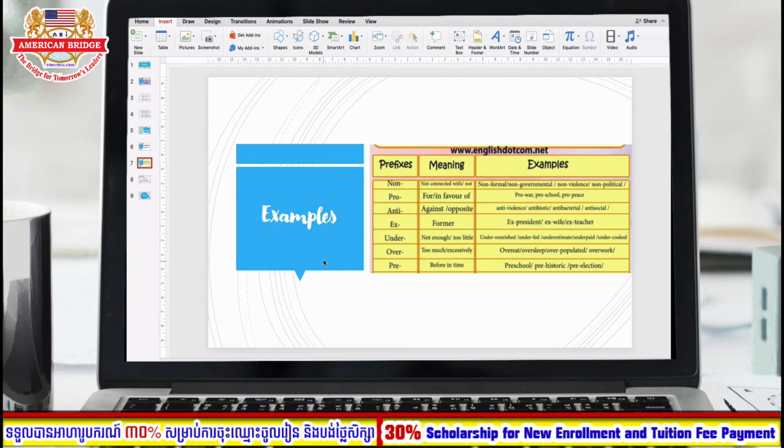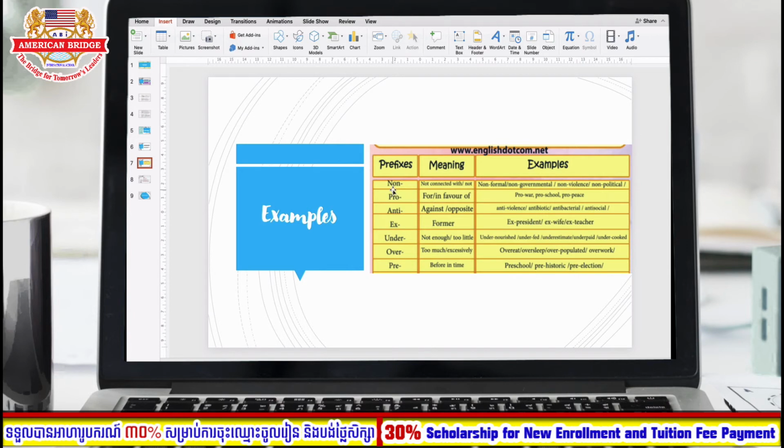So here are some examples of prefixes that I found on the internet, and it is really helpful for the vocabulary building lesson. Here, if you can see the prefixes, we have non, pro, anti, or some people call it anti, or we have ex, under, over, and there's a lot more. When you see these prefixes at the beginning of the word, you can guess the meaning of the words.